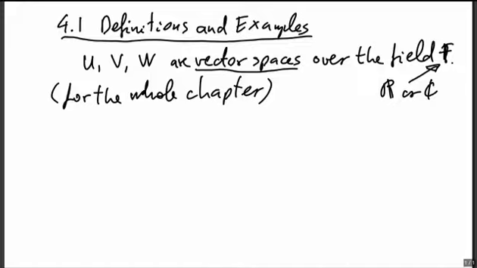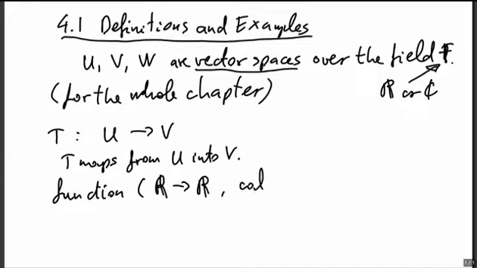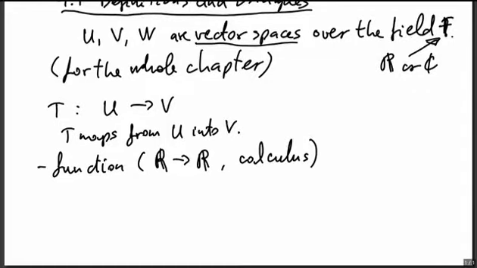But first of all, we should clarify these different names that the book uses. So we have this function notation T mapping from U into V. Usually this is how we say it, T maps from U into V. We call this sometimes a function. This is mostly used when we have mapping from the real numbers into real numbers, like what we had in calculus. So T is called, in this case, a function.